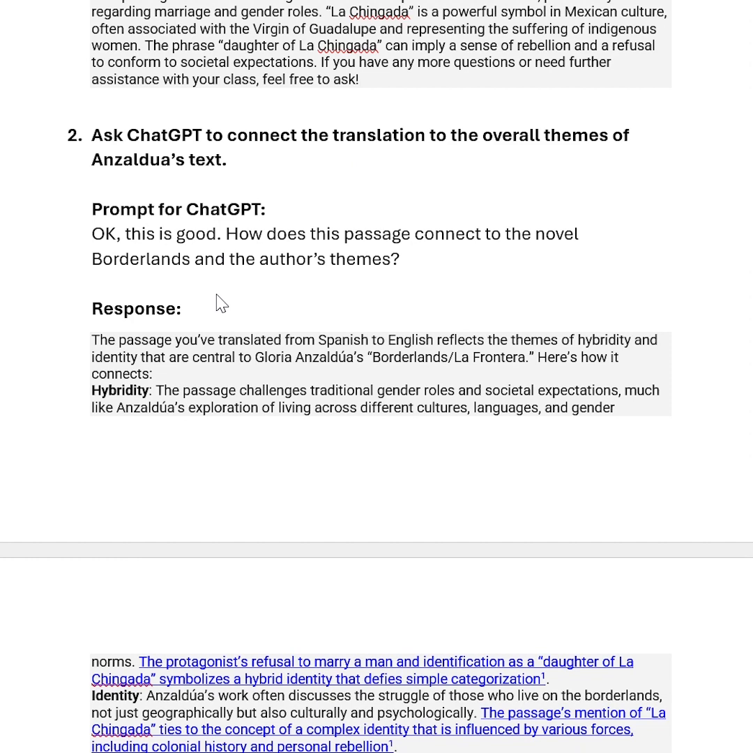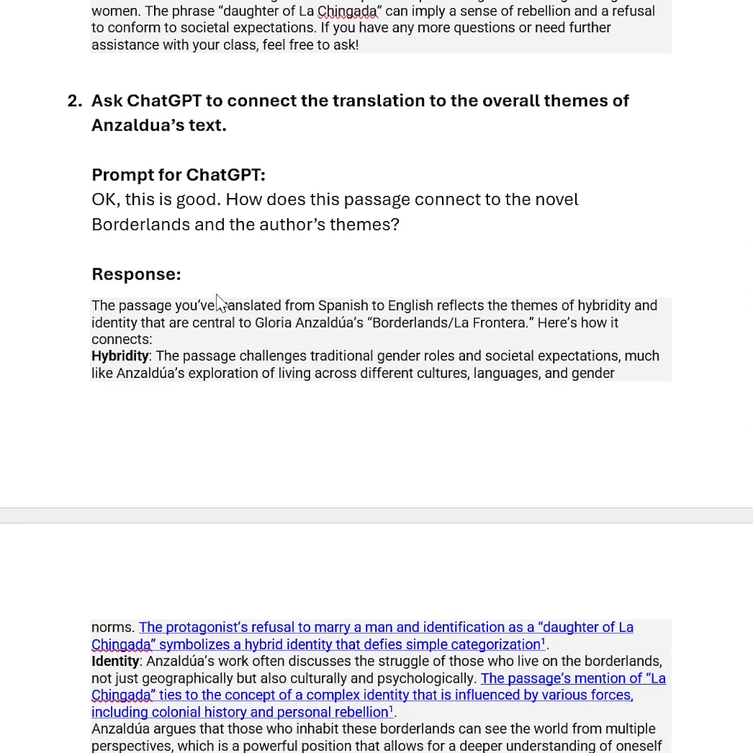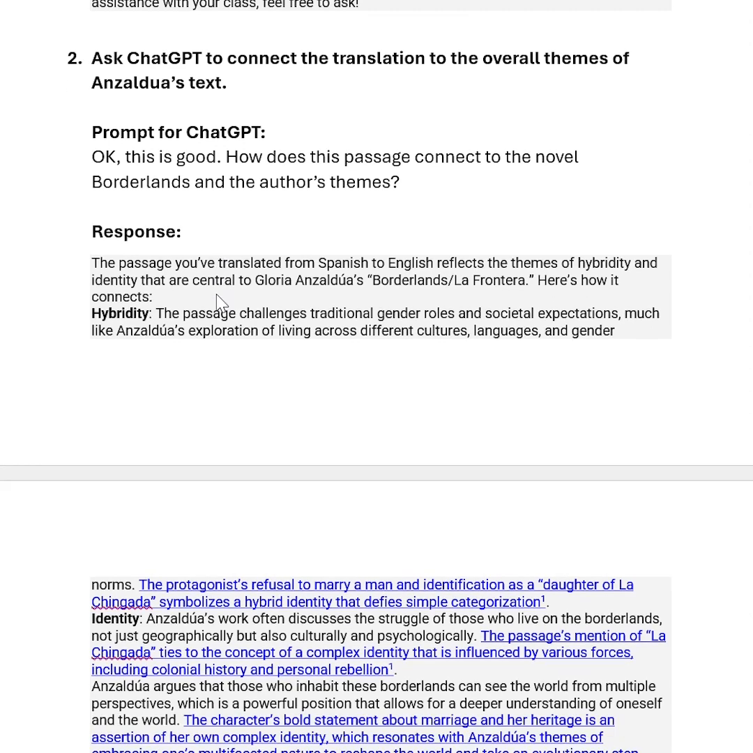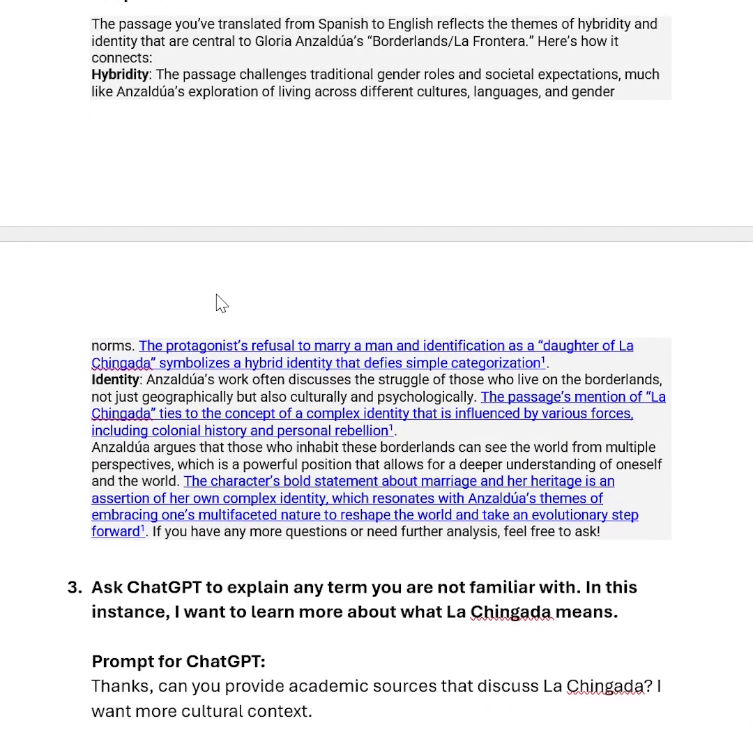And the next step is to connect it. So, how do we connect this translation to her overall themes? That is our next prompt. And in response we do get hybridity and identity, which are very important themes within that sentence and within the whole.